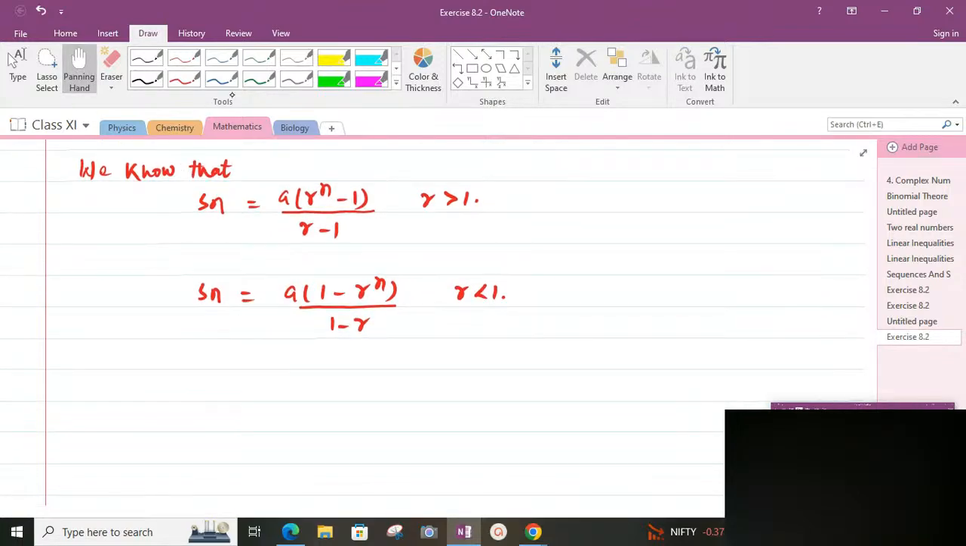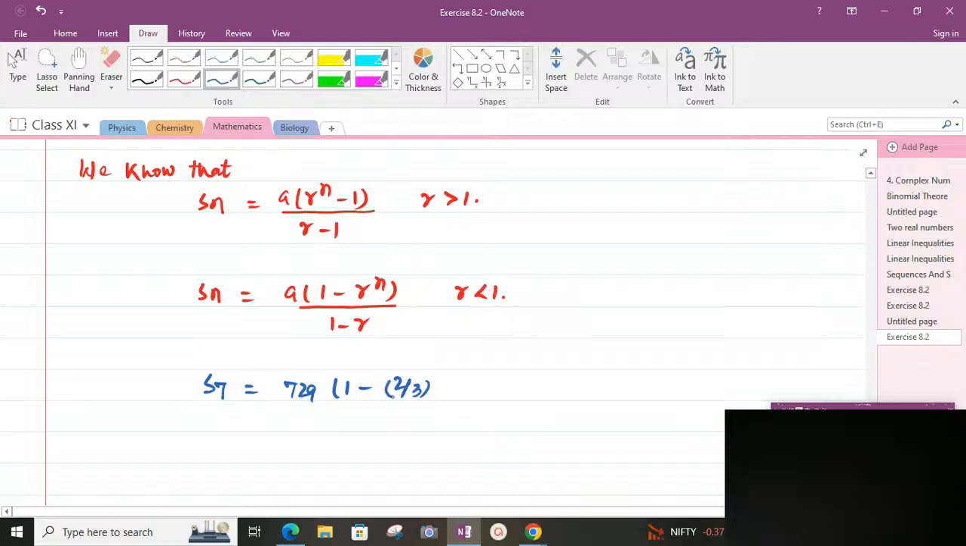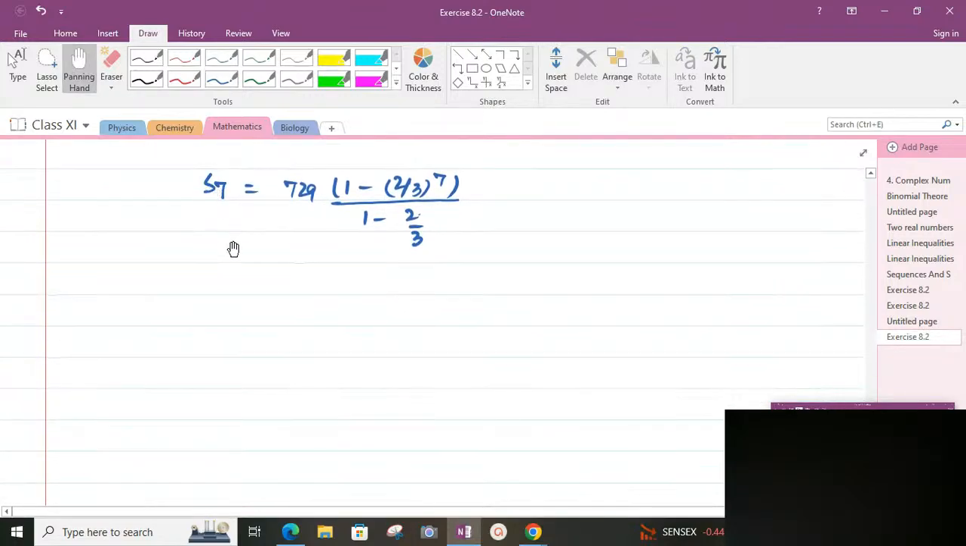So write down here the value of n is 7. So we write down here S7 equal to the value of A is 729, 1 minus the value of r is 2 by 3 to the power 7, by here will be 1 minus 2 by 3. There is no problem to understand up to this step.